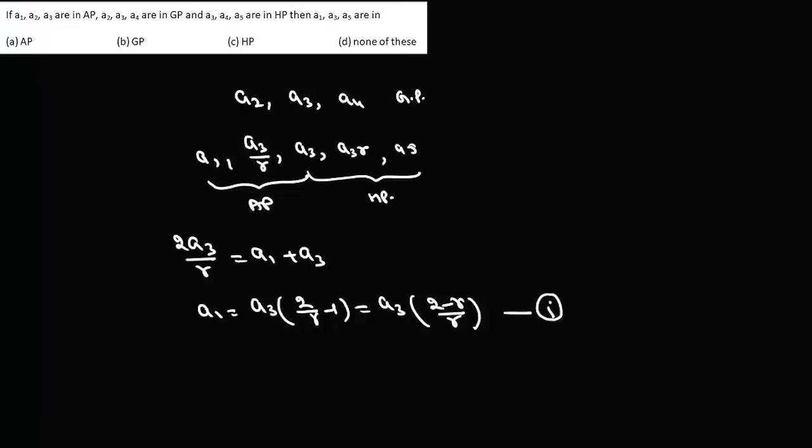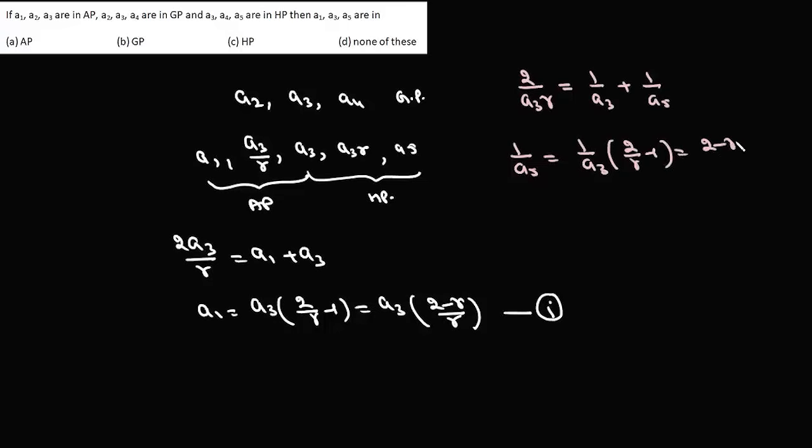And from the condition of HP we can write 2 upon A3R is equal to 1 upon A3 plus 1 upon A5. So we can write 1 upon A5 will be equal to 1 upon A3 into (2 upon R minus 1), and that will be (2 minus R) upon A3R, or basically A5 is equal to A3R upon (2 minus R), and that's our second result.